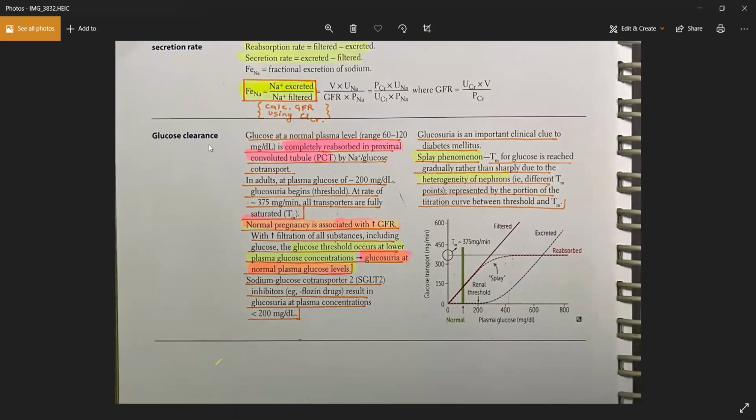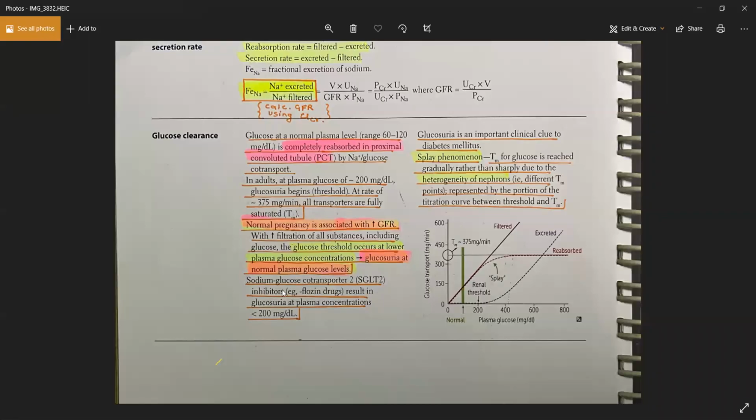Okay, now you have the glucose clearance. You know that glucose has a transporter for its reabsorption in the tubules, right? Does anyone remember the transporter names? SGLT2. And where is SGLT1 found? In the intestine, right? The function of these transporters is to reabsorb both glucose as well as sodium at the same time, right?